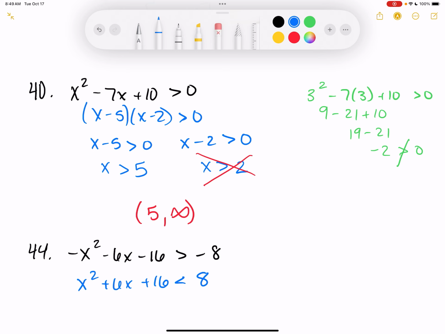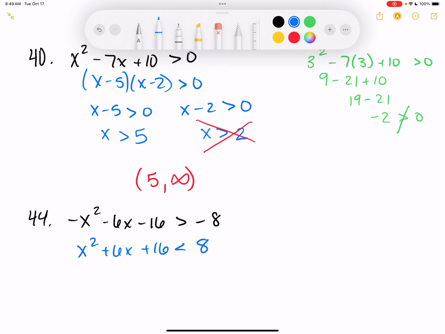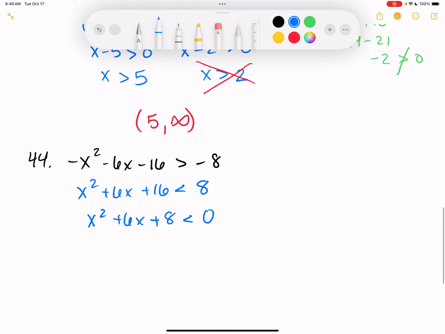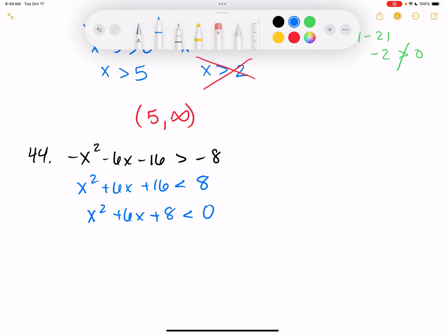So now I need to move the 8 over because I need it to be equal to 0, but in this case less than 0. And so I'm going to subtract the 8 over, so that's going to give me x squared plus 6x plus 8 is less than 0. So now I need factors of 8 that add up to give me 6. Yep. x plus 2 and x plus 4 less than 0.